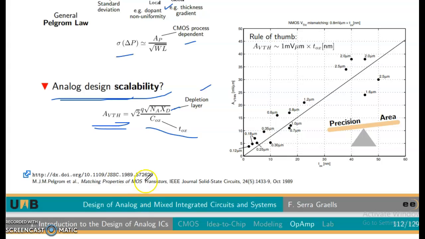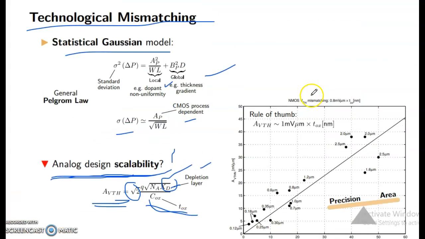So A_VTH, analog design scalability? Is it able to scale? Here root 2 also scales: q N_a X_D divided by C_OX, where T_OX is the oxide thickness and the depletion layer is next.